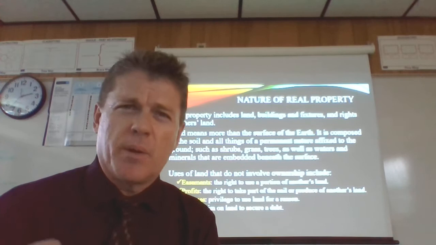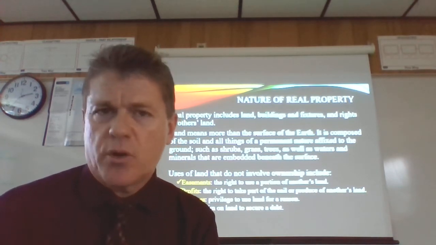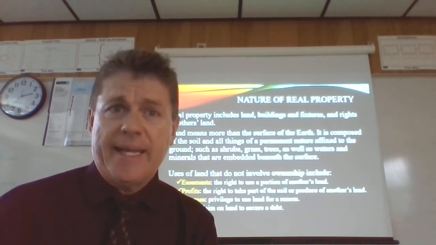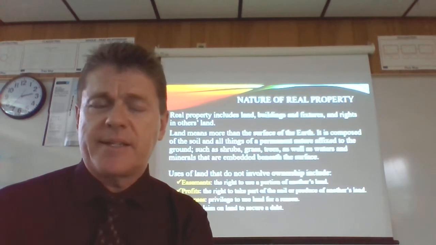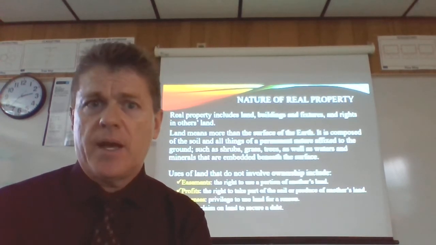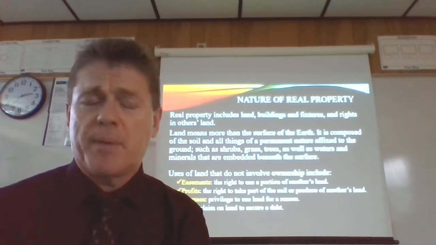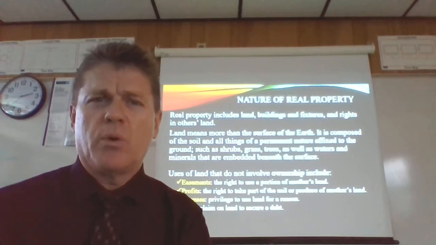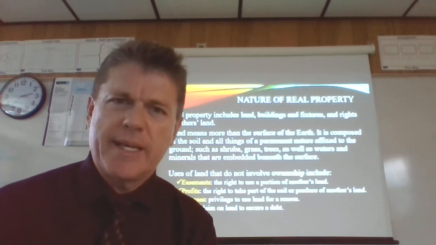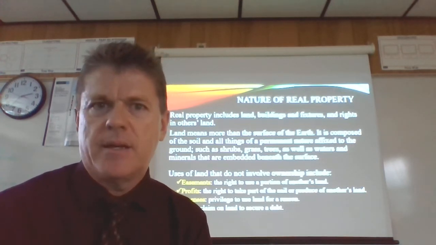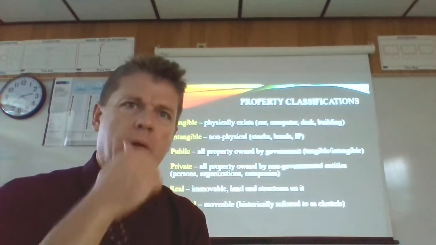Licenses give someone a privilege to use land for some specific reason. And then there's liens. That's a claim on land that is designed to secure a debt. Examples of that could be a mortgage, a second mortgage, or a home equity line. There are a lot of different ways in which you can attach a lien to property to satisfy a debt that a debtor has incurred.